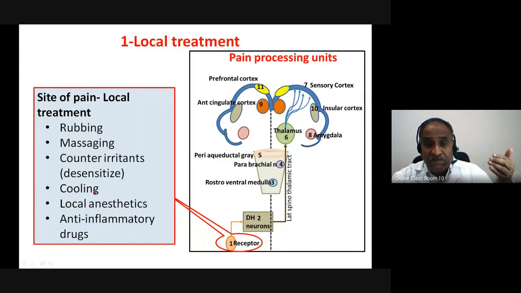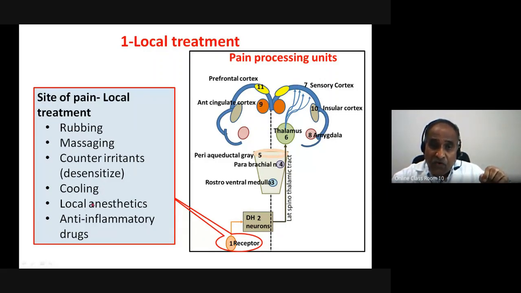Then another aspect is cooling. That means you put an icicle or a cube of ice. The cube of ice cools down the receptors as well as the nerve fibers and decreases their discharges or excitation, because their threshold is raised so that they cannot be easily excited. That would produce the cooling effect.